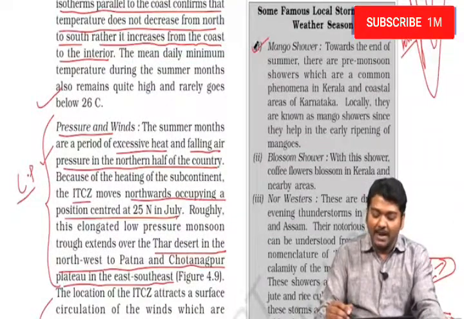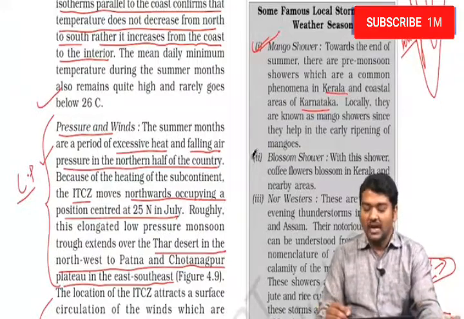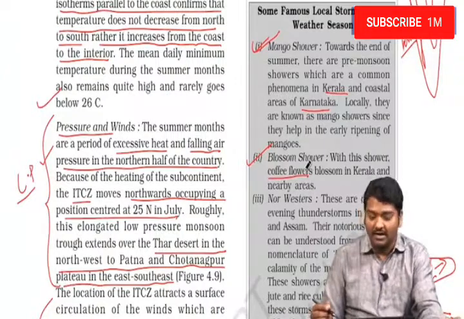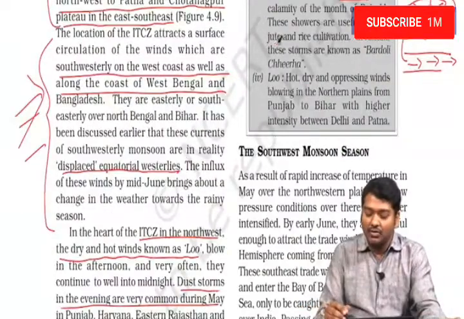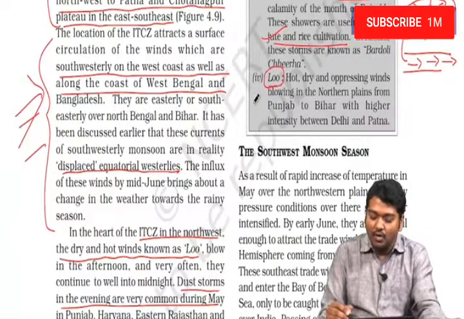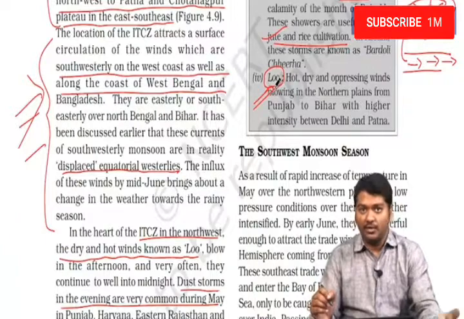It is called mango showers in Karnataka and Kerala, which helps in ripening of mangoes. It is also called blossom showers, which especially help coffee blossoms in Karnataka and Kerala. It is called nor'westers or thunderstorms, Kal Baisakhi, in Bengal and Assam, and this helps in jute and rice cultivation in Assam and Bengal. And you have Lu, hot, dry and oppressing winds blowing in the northern plains of India. All this is very, very important for us.